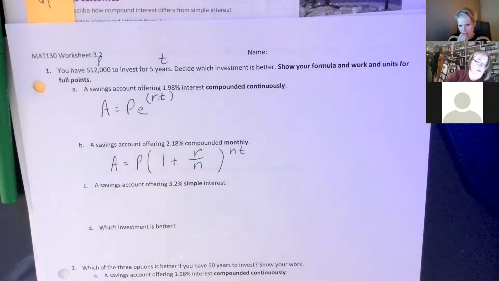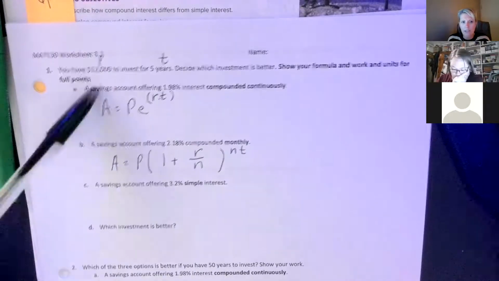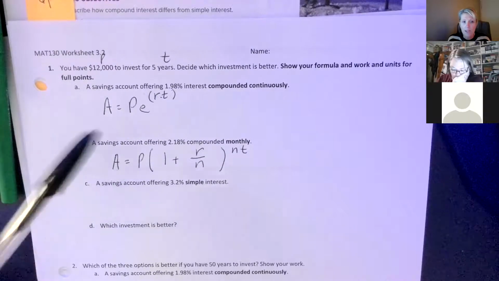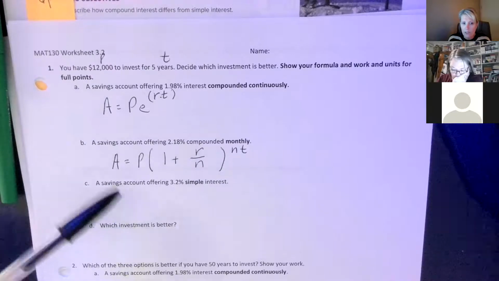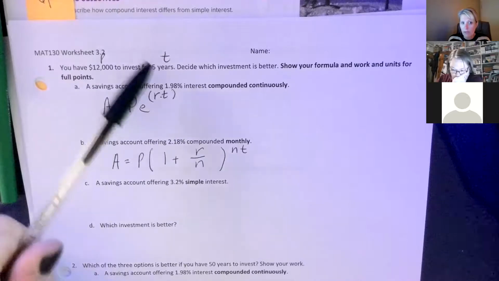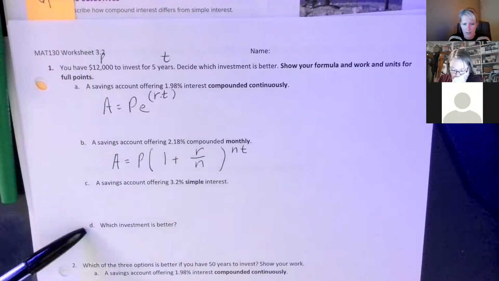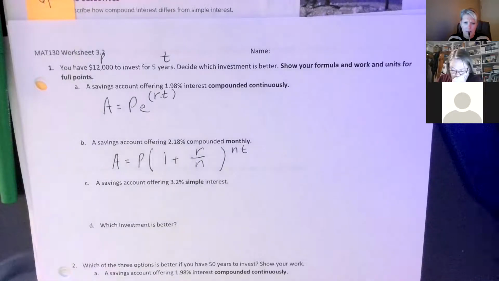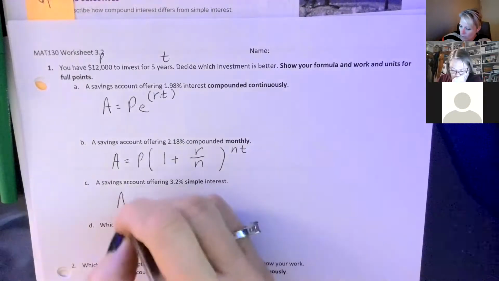Okay. So the only interest that we know how to find is simple interest, I equals PRT. I don't know how to find just the interest for compounding continuously or just the interest for monthly. I do know how to find the future value of each. And once I know the future value after my 5 years, then I could compare on letter D where it says which is better. So that's what I would do, is find the future value.